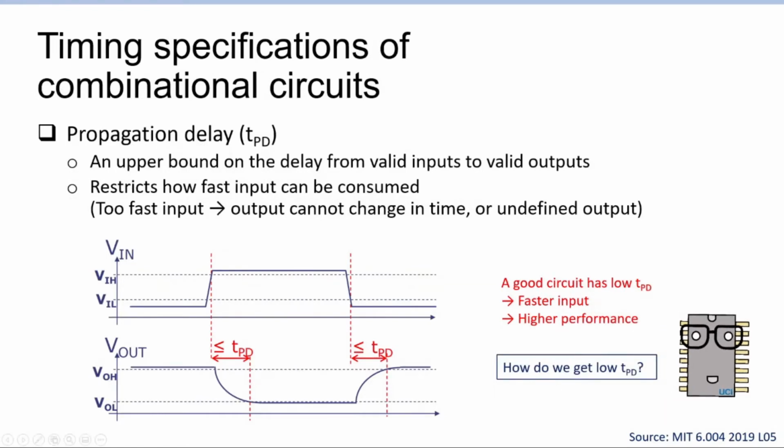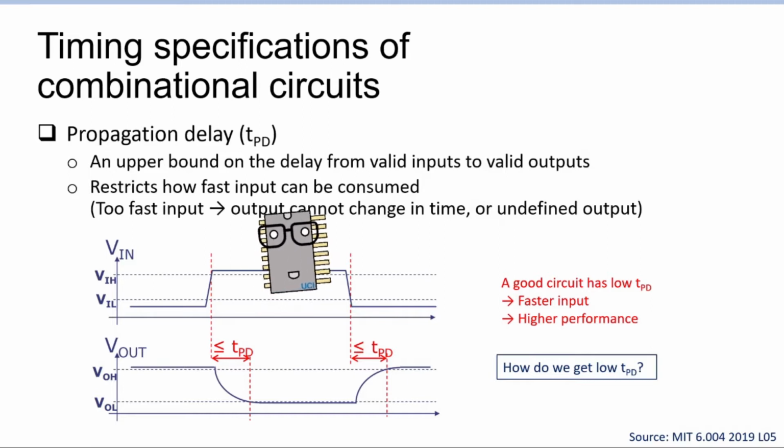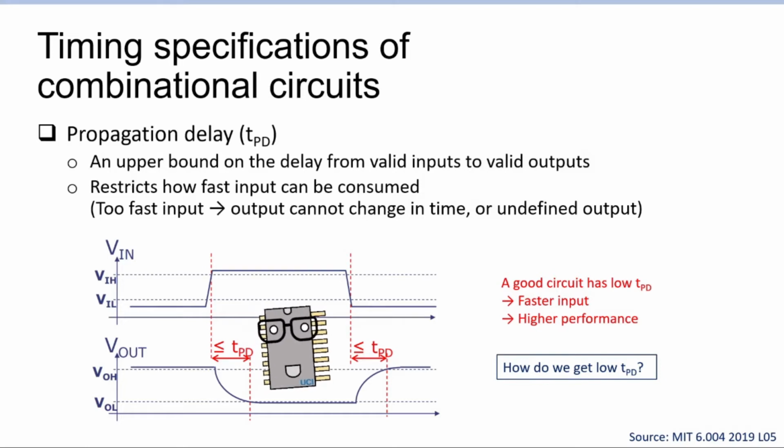Right, so we go into the timing specifications of combinational circuits. The first component of the specs is propagation delay, typically denoted using T_PD, as you see on the left here. To put it into words, the propagation delay is an upper bound on the delay from valid inputs to valid outputs. What this means is, once the input value changes, so this is the graph for the input value, and below here's the graph for the output value. Once the input changes at this red line, how long does it take for the output value to go into steady state of the value that we expect from the functional definitions that we gave it?